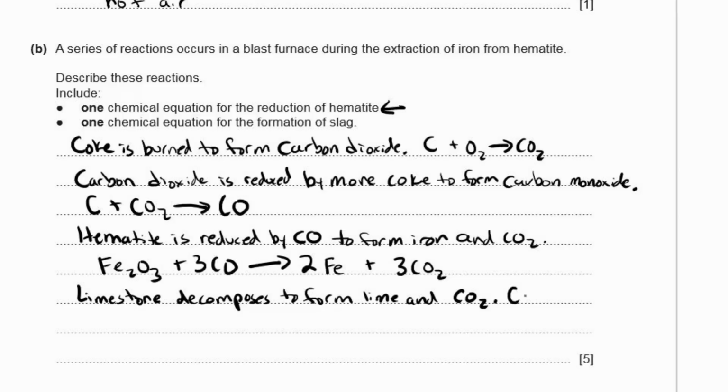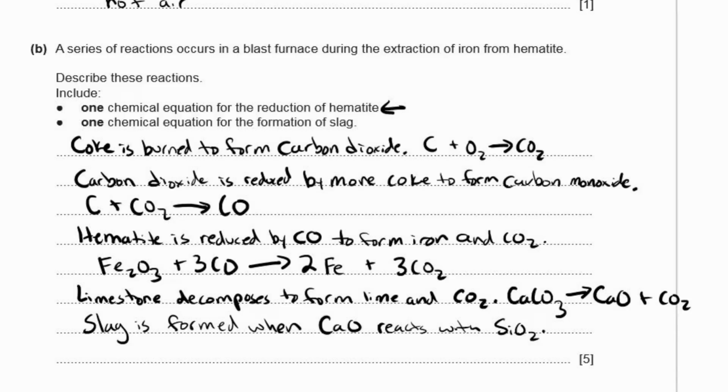So that's CaCO3, that's limestone, decomposes, just breaks down because of the heat to form CaO plus CO2. Okay, and CaO, that's the lime. All right, and then slag is formed when the calcium oxide reacts with silicon dioxide, and that's just a normal impurity that's often found in a lot of these raw materials. So slag is formed when lime reacts with silicon dioxide.